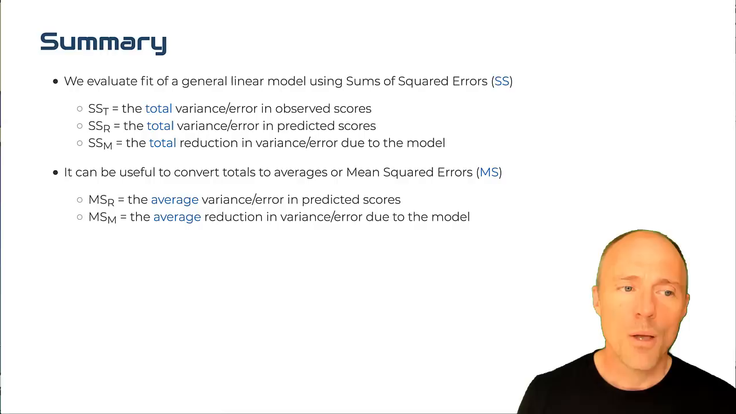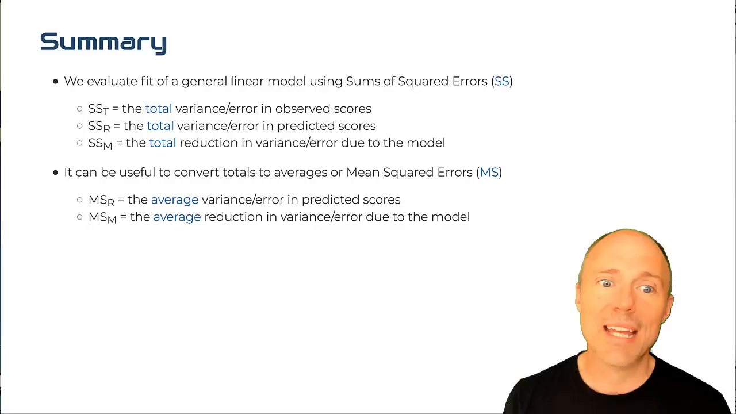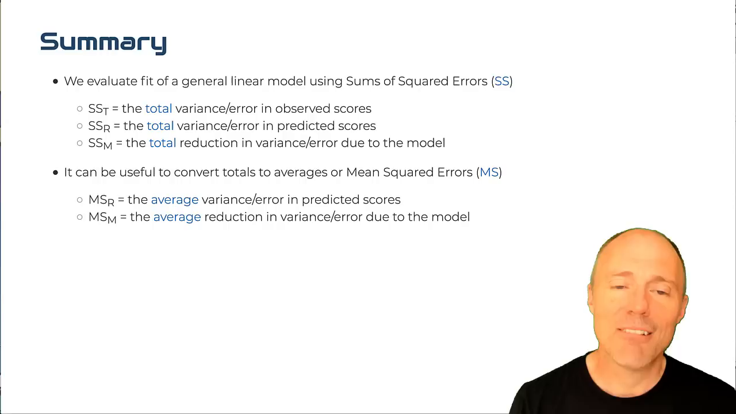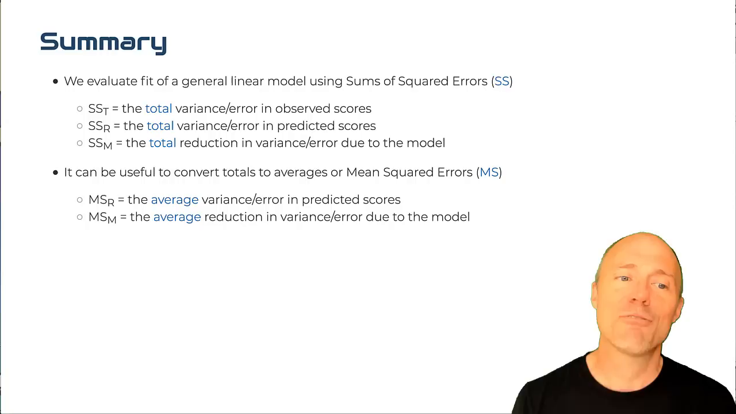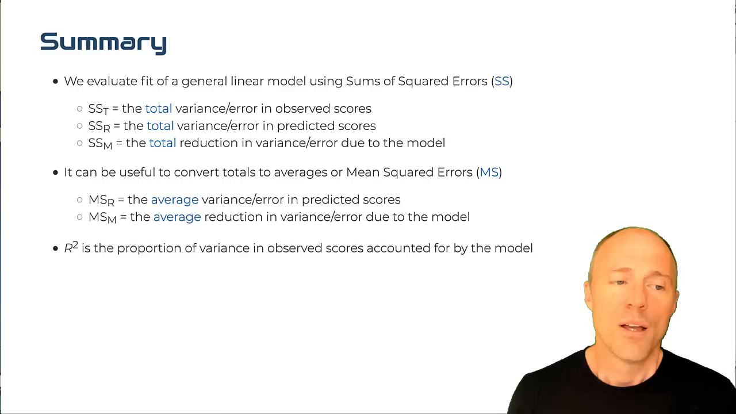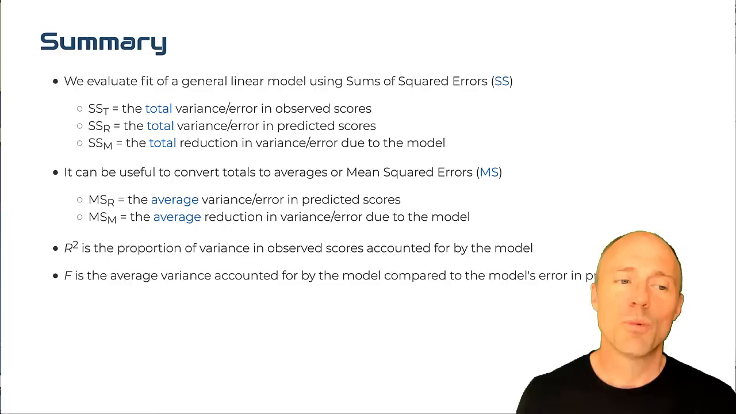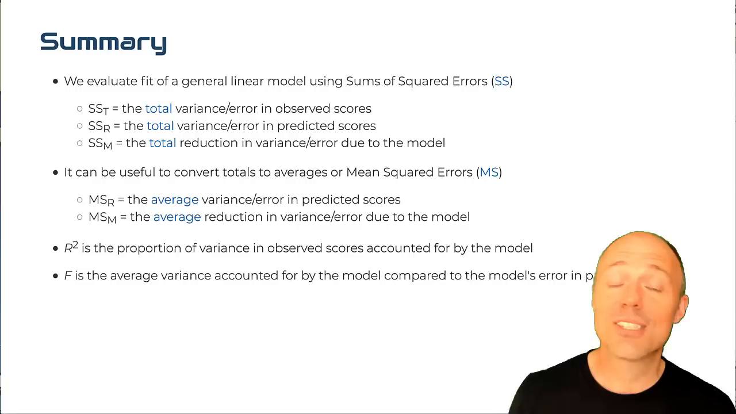We've seen that we can usefully convert these into the average error or mean squared error. And again, we have a mean squared error for the residual, which is kind of the average error in predicted scores or average error in the model, and the mean squared model, which is kind of the average reduction in error. So it's like on average how good the model is. We've seen that R squared is the proportion of variance in observed scores accounted for by the model. We've seen that F is the average variance accounted for by the model compared to the error in prediction. So it's a ratio of how good the model is to how bad it is.